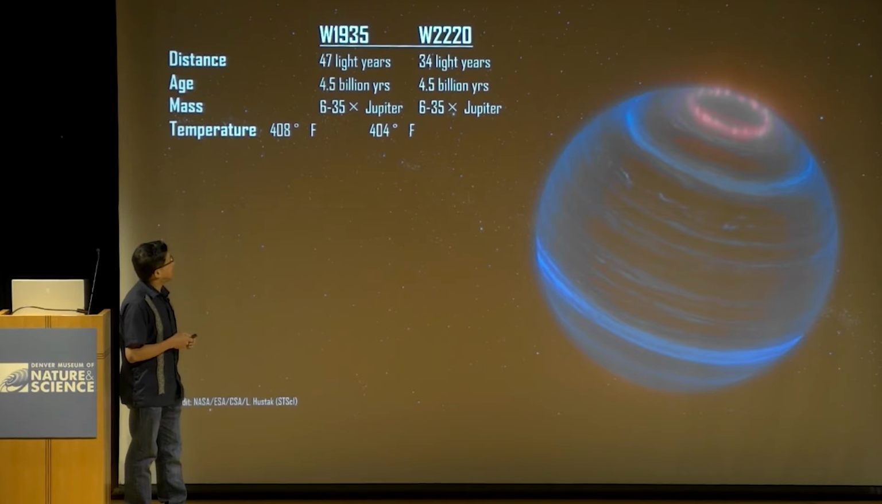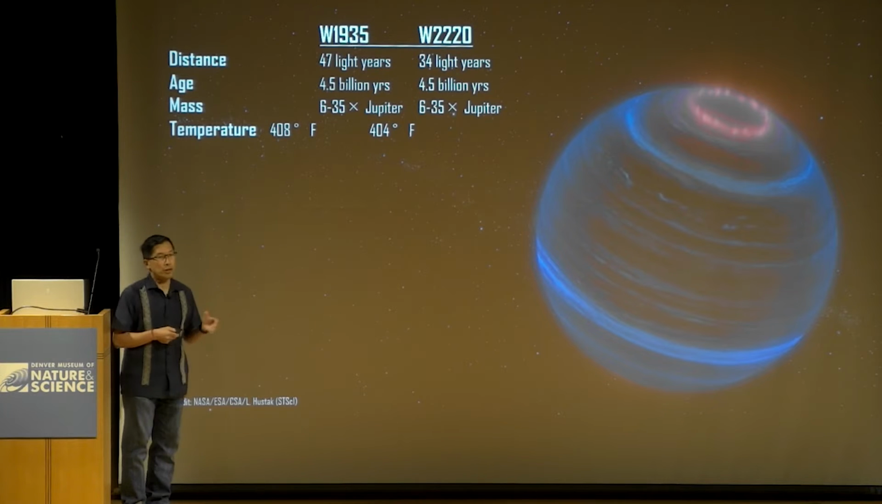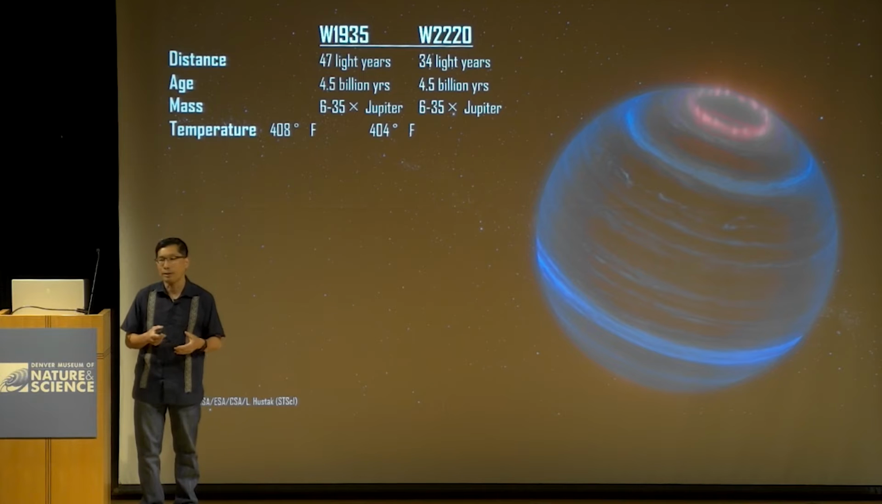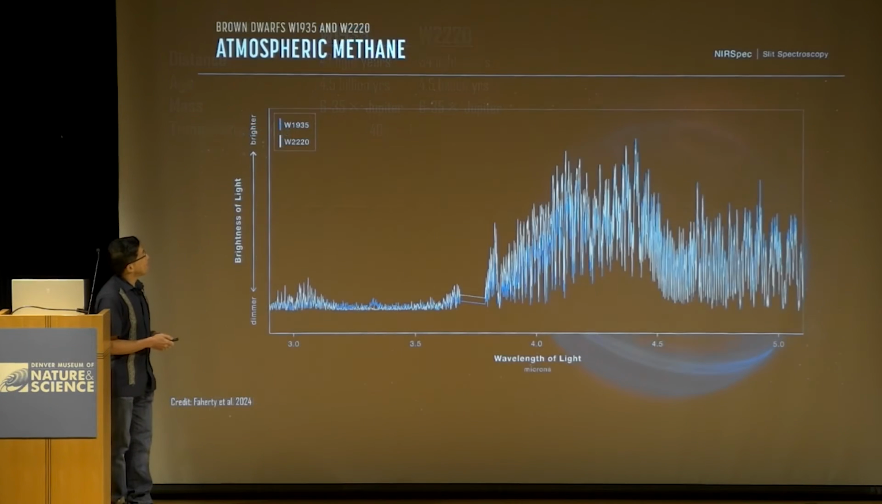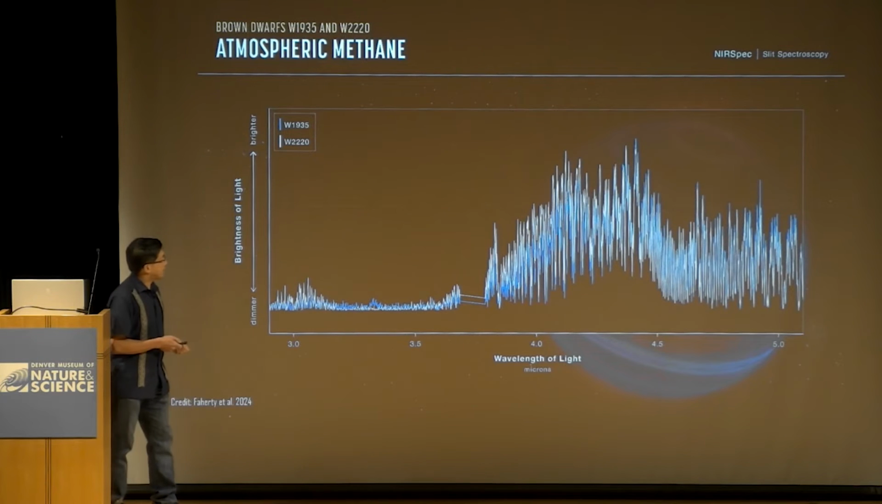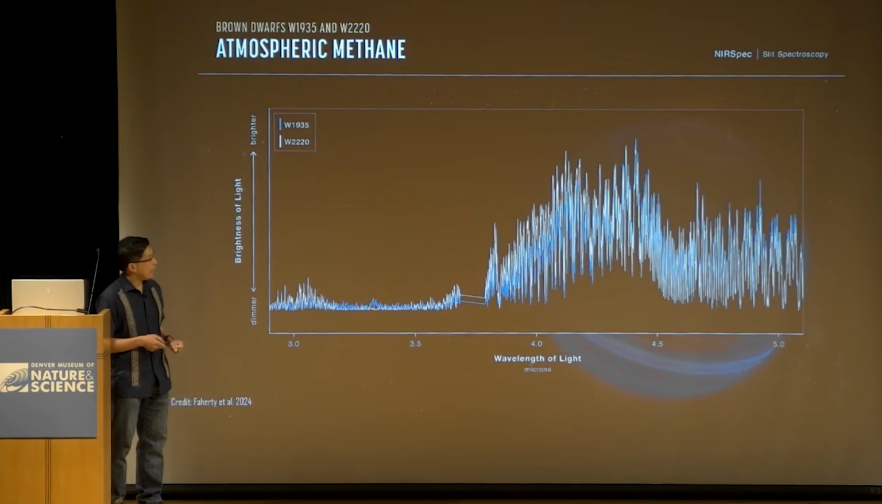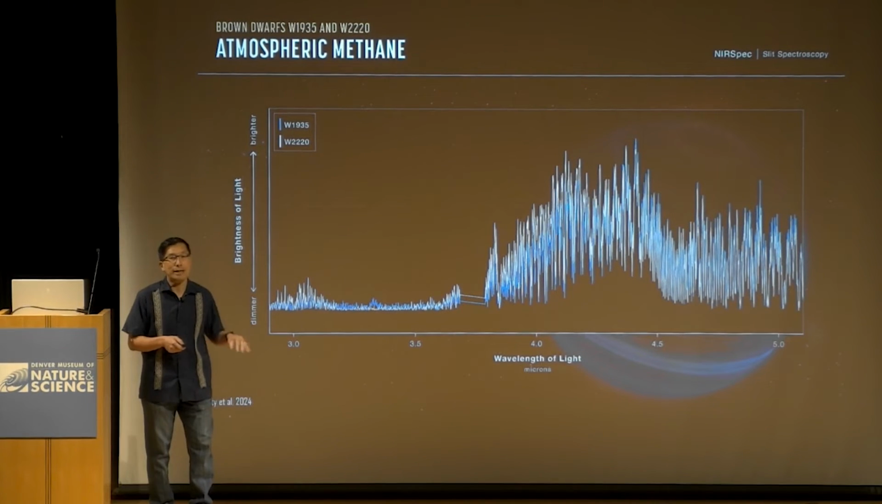Based on their observations, it appears that they're about 400 degrees, so definitely not room temperature, but these are temperatures that you'd be able to recreate in your oven, for instance, at home. And here is the spectra of the two brown dwarfs. The blue is W1935. The white spectrum is W2220. And the James Webb Space Telescope operates in the infrared.